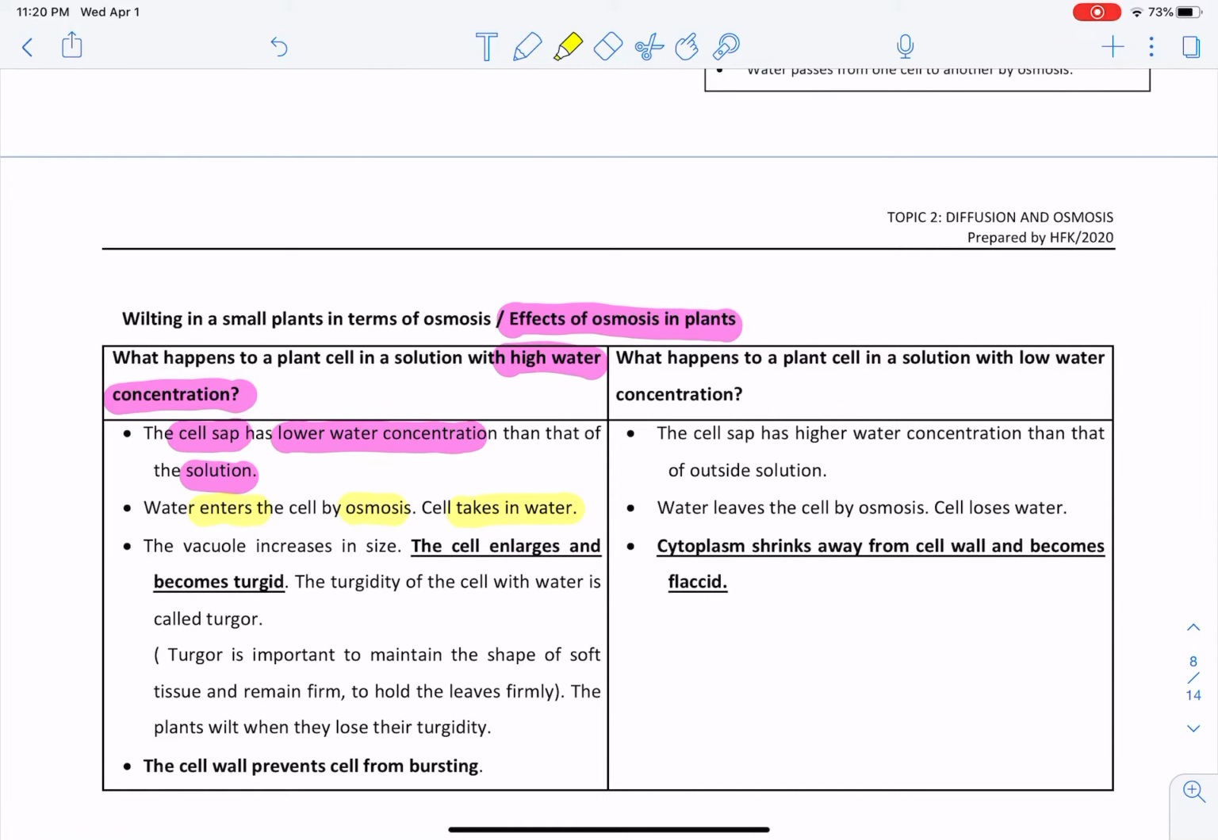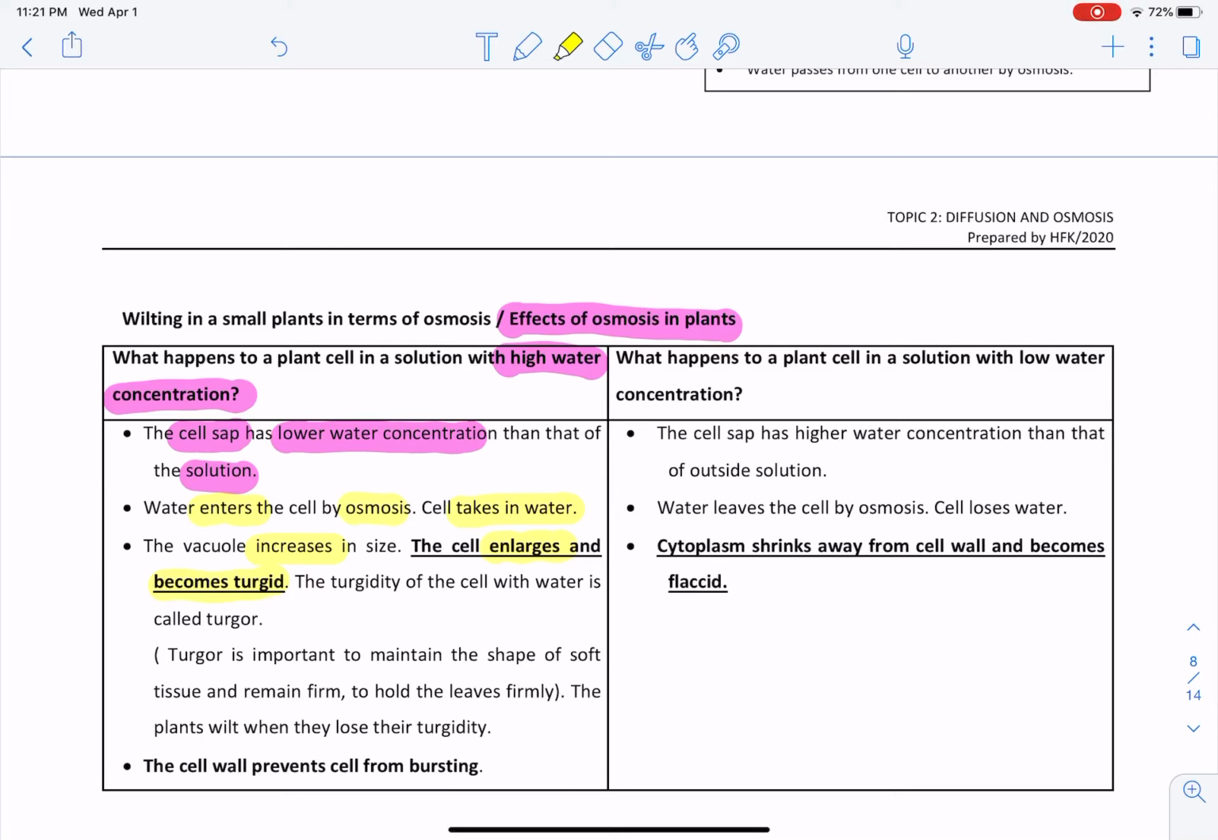And the next thing is, you will be asked about the size. So it's the same here, what happened to the size of the vacuole? It increases. The vacuole increases in size. Why does it increase? Because water enters the cell. Okay, water enters the cell into the cell sap. So that's why the vacuole increases in size. So what happened? The cell enlarges. Artinya it becomes bigger and becomes turgid. Okay, becomes bigger and becomes turgid.